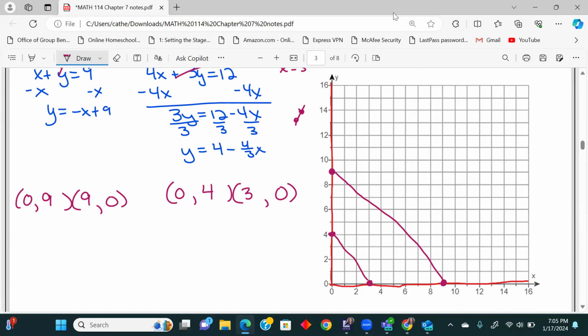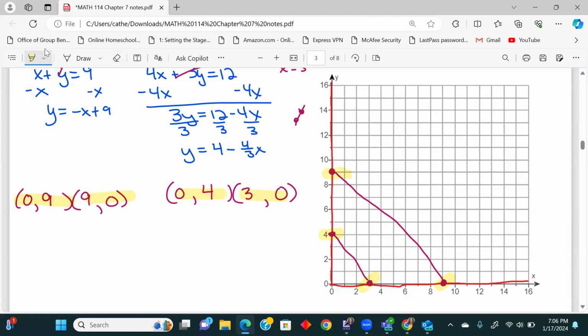So if we look at this, we have 4 corner points. I'm going to highlight those. We have one right here, right here, right here, and right here. Okay. So those are our corner points, which would be the 4 points right here. These are the corner points.